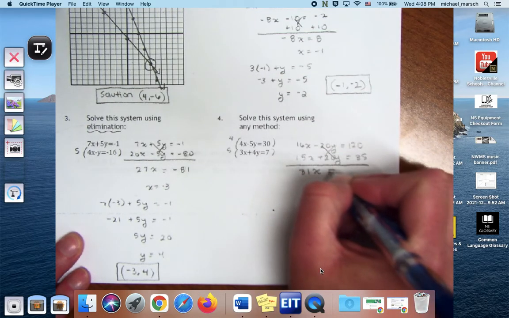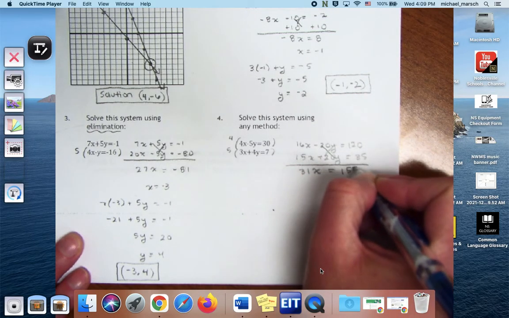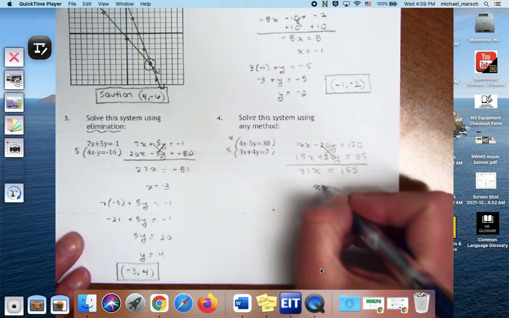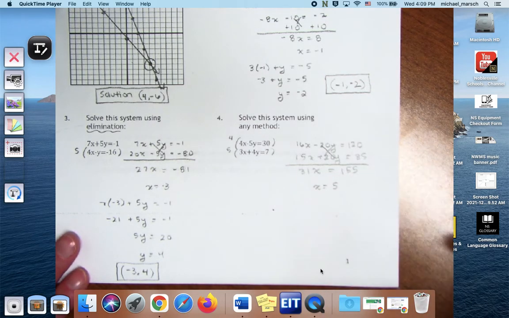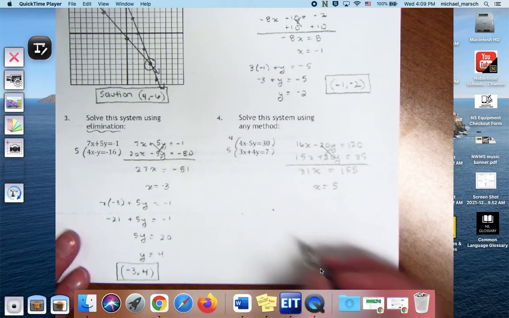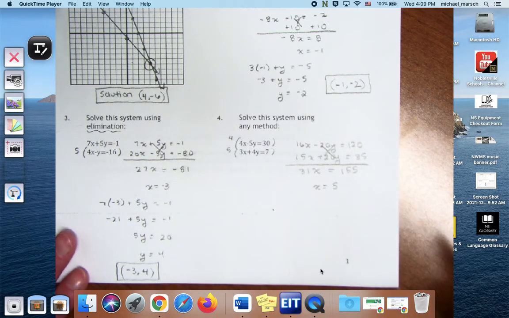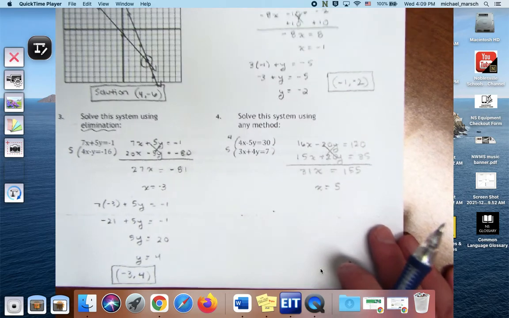31x, these are gone, equals 155. X will equal 5. So now I'm going to put that into one of the equations. I'm going to choose the one that has positive because, I mean, you guys know me, I don't like negatives.